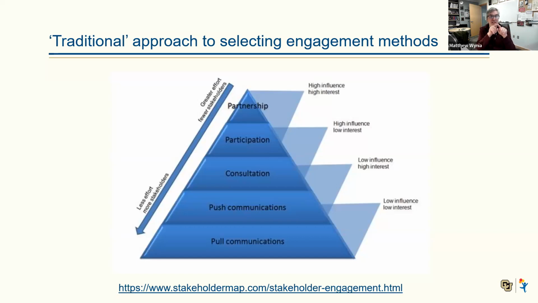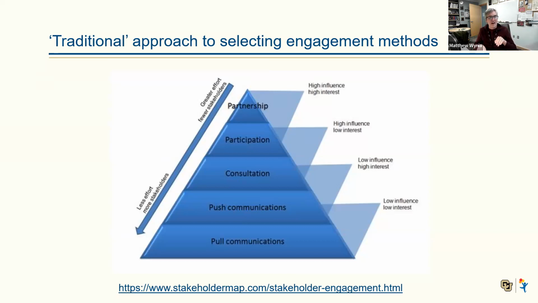Like you might really bring that person in as a partner in the research project. But if you're looking at someone who has high influence but low interest, they're probably not going to want to be a partner on this. So you're going to need to use a different strategy for engaging them.